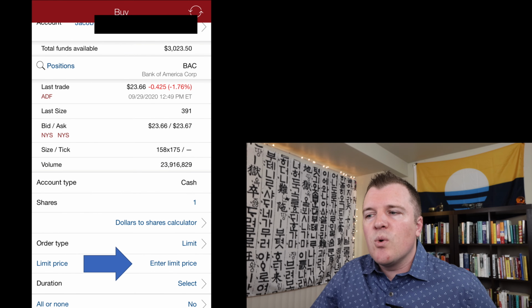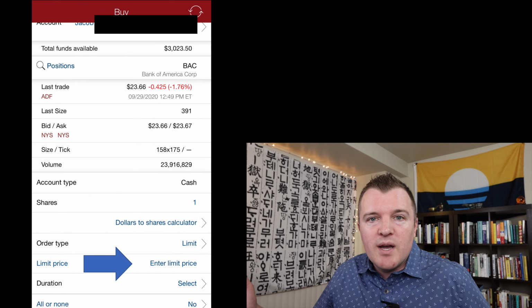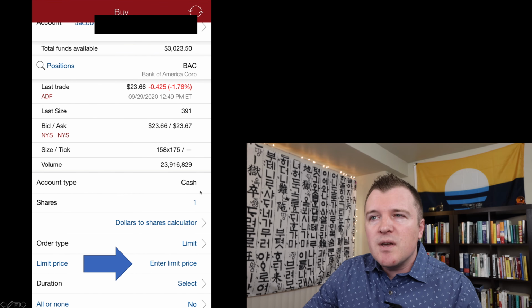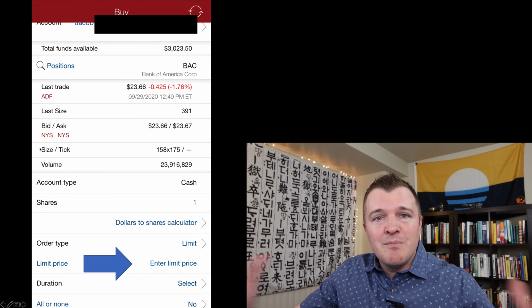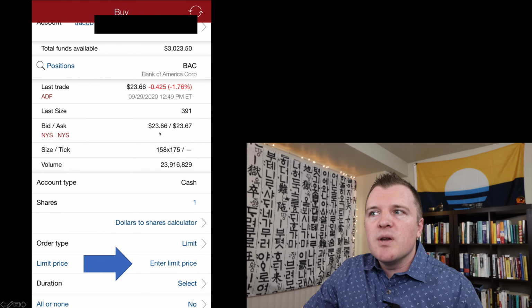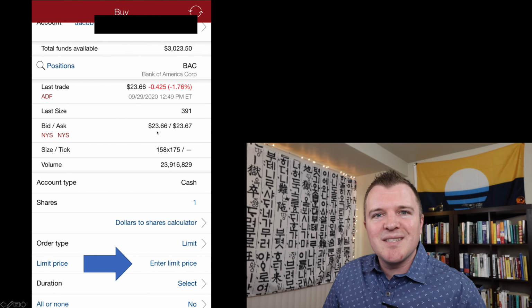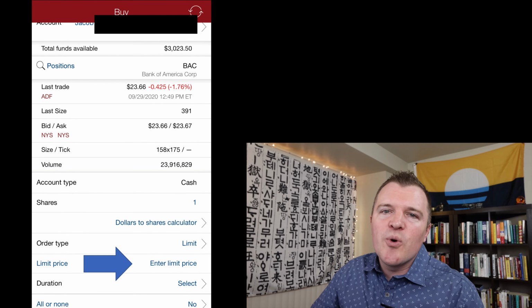Now, for a limit order, you have to enter a limit price. Now, what is a good limit price? Well, whatever you're willing to pay for it. But if you go significantly lower than what the other buyers are offering, so all the other buyers trying to buy this stock right now are offering $23.66, then they're basically in front of you in line, and you're not going to get your order filled.